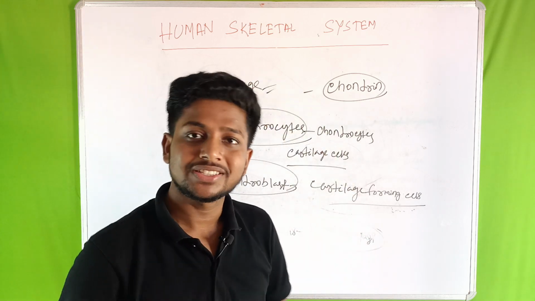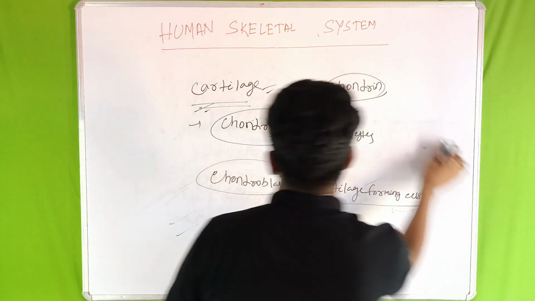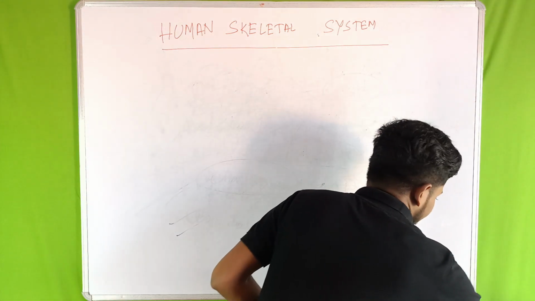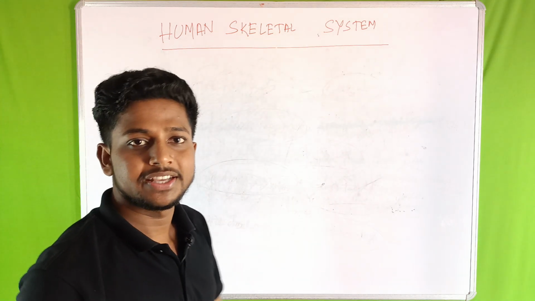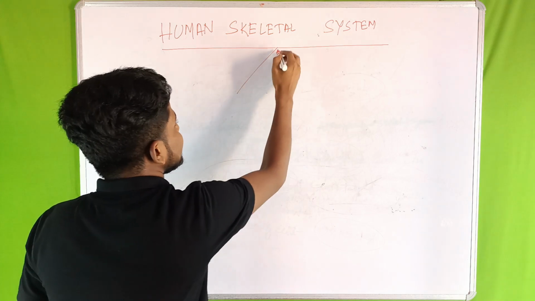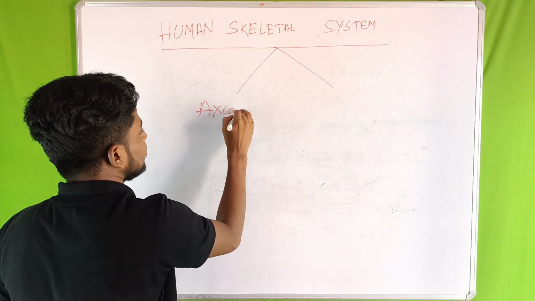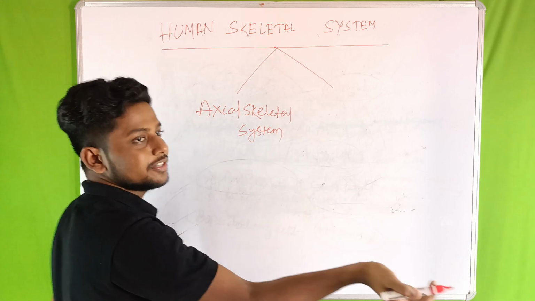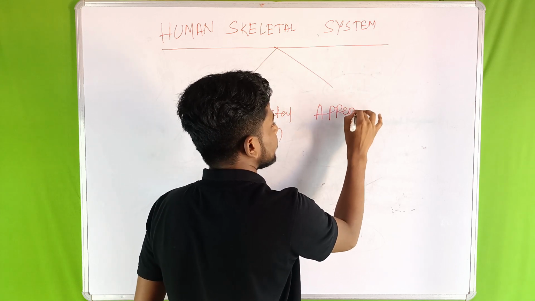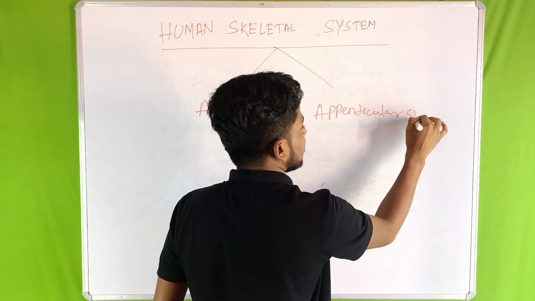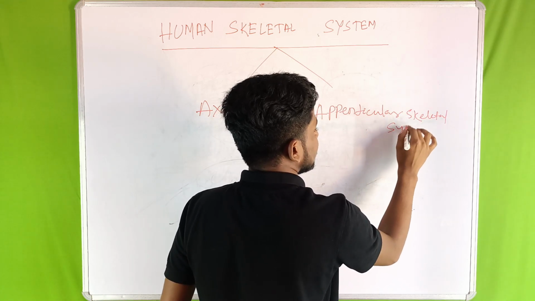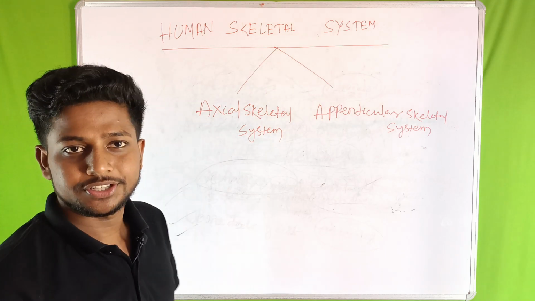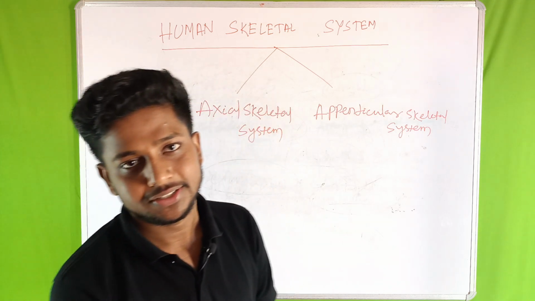Now I am going to the human skeletal system. The total human skeletal system is divided into two types. One is the axial skeletal system, and another is the appendicular skeletal system.